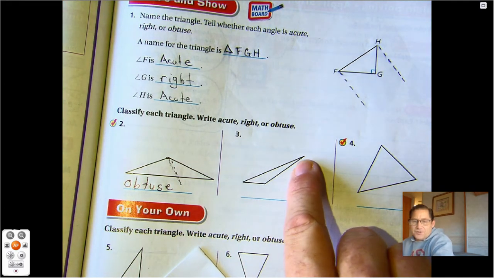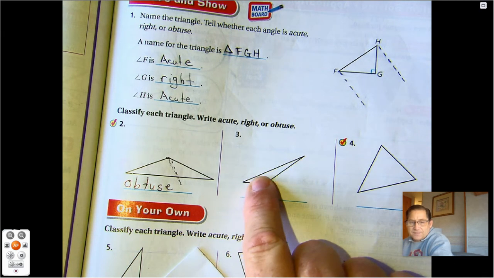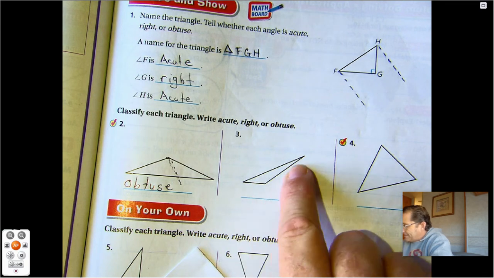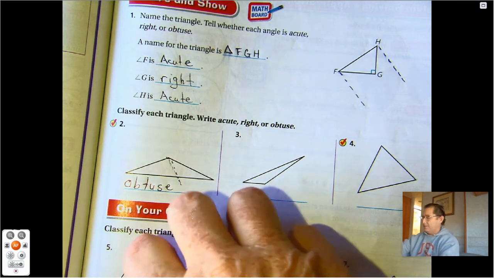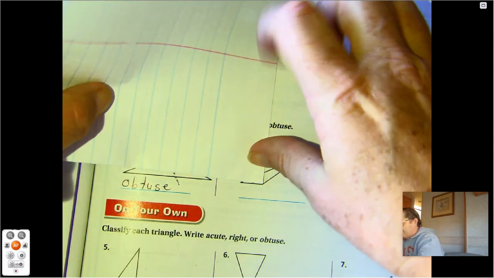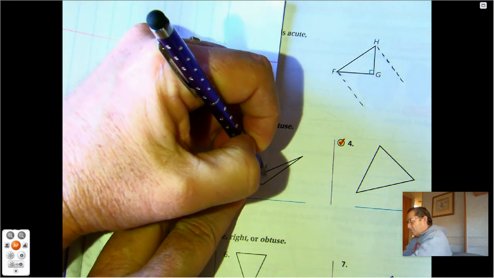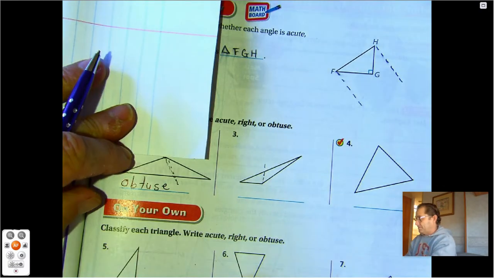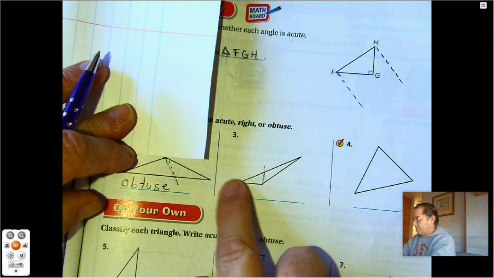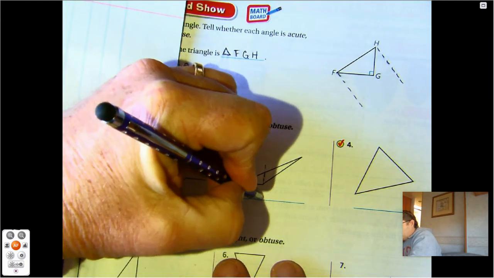This is definitely an acute angle. That's acute. But I'm not sure about this one. I think that's an obtuse angle. Let's check it out. All right, so the edge of my right angle would come right there, right? See how it makes a square corner? But this one doesn't, because it's a lot wider. So this is also an obtuse triangle.